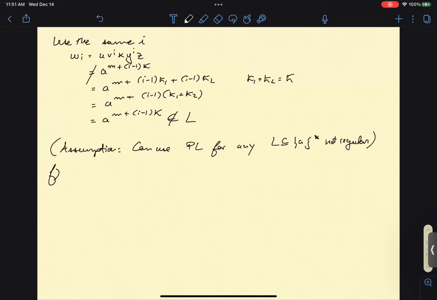So it's the same thing as when we would write L subset of sigma star. It's just that in this case, sigma is A.